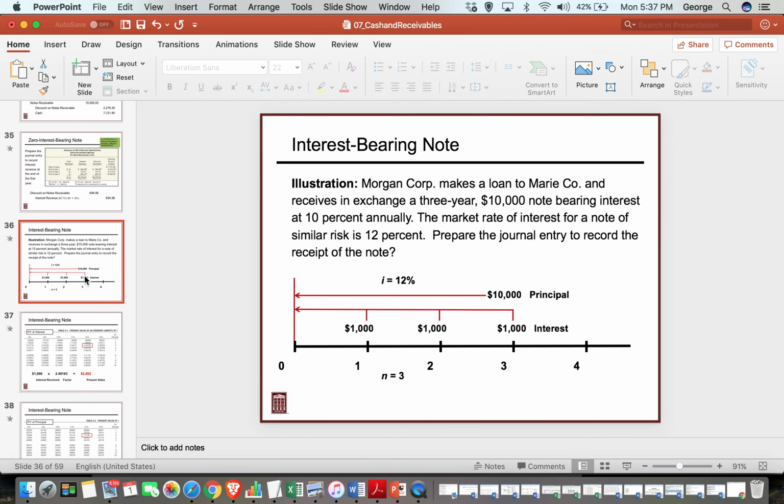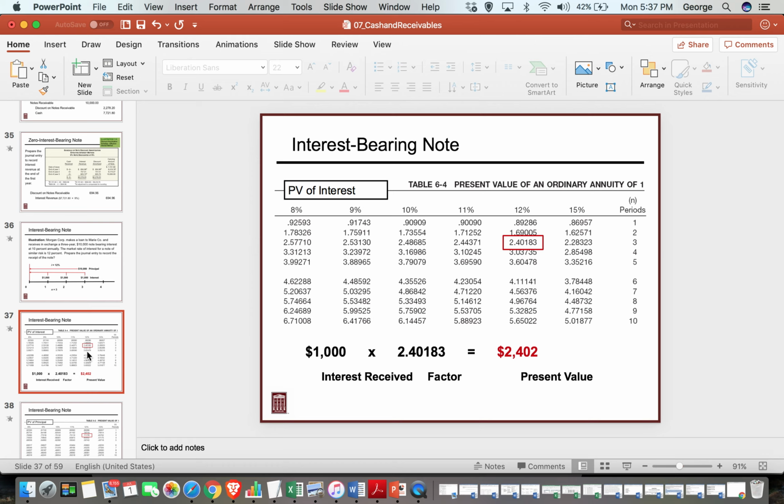Now an interest-bearing note. In this case, we have a 3-year loan to Marie Company. Morgan Company makes a loan to Marie Company for $10,000, a 3-year note, at 10% interest on face value, but the market rate at the time is 12%. So we're going to use that 12% to find the present value of the interest. We take $1,000, multiply it by 2.402, since it's $1,000 for 3 periods. So the present value of the $3,000 is $2,402.